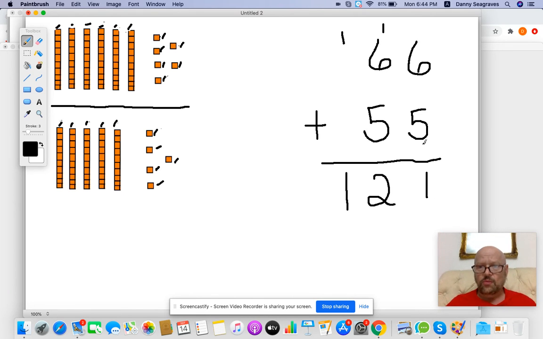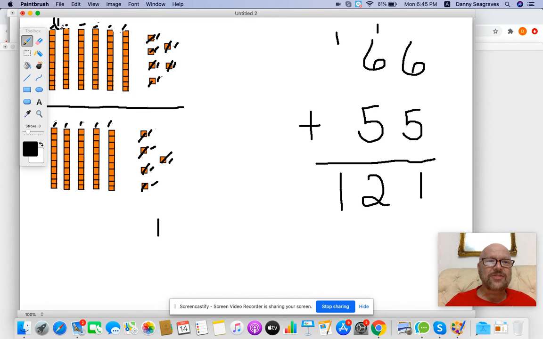But I could have done this a second way. I could have simply added how many ones I had all together in both numbers. 1, 2, 3, 4, 5, 6, 7, 8, 9, 10, 11. I have 11 ones. Wow, 11 ones. I know 11 ones is one whole 10 and 1 one. So I'm going to put 1 down here for the 1 one I have left over, but also 11 makes another 10. So I'm going to put a 1 right here to remind me that I have another 10.